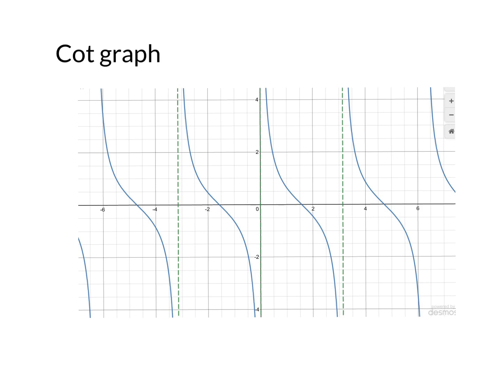And then our cot graph is just the reciprocal of tan. So where tan was 0, they are now asymptotes, and where tan used to be asymptotes, they now are zeros. That's because it's cos over sine. So where sine was 0, you have your asymptotes, and where cos is 0, you have your zeros.